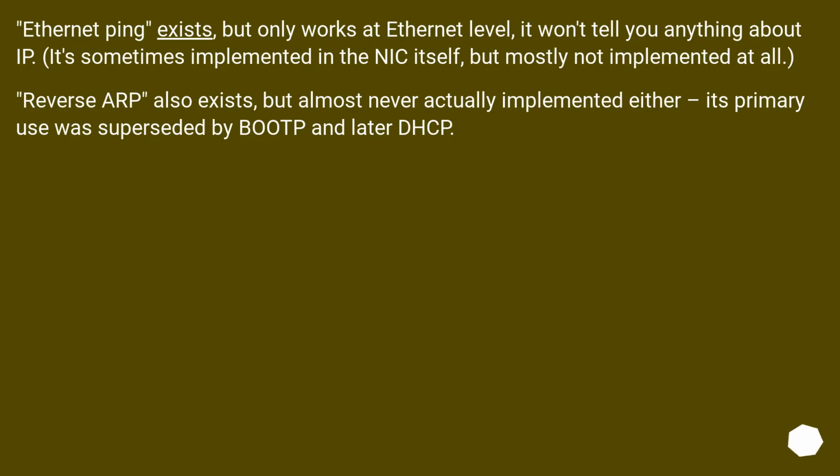Ethernet ping exists, but only works at the Ethernet level. It won't tell you anything about IP. It's sometimes implemented in the NIC itself, but mostly not implemented at all. Reverse ARP also exists, but is almost never actually implemented either. Its primary use was superseded by BOOTP and later DHCP.